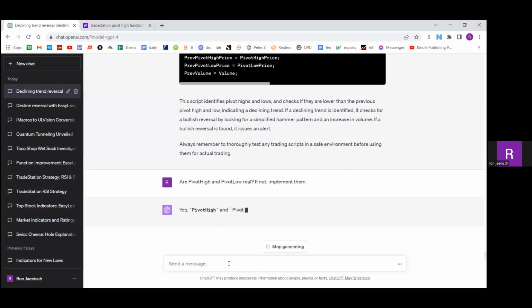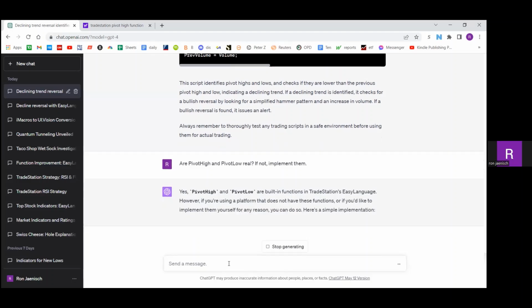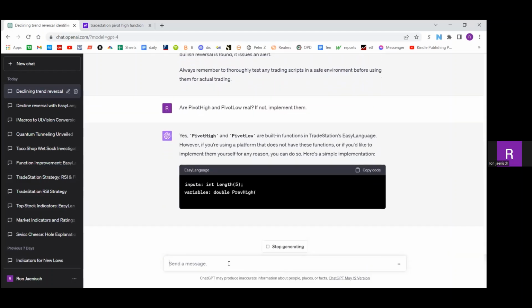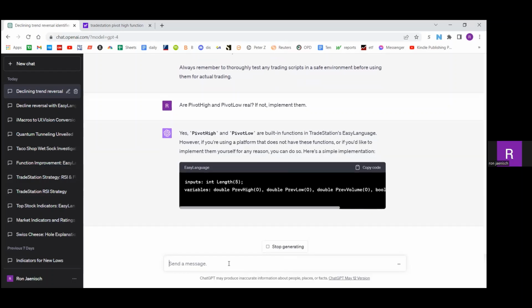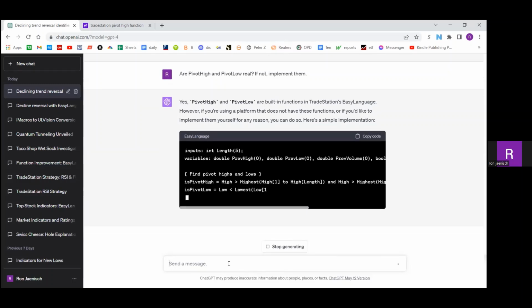You can also just do this. There we go. They're built-in functions, apparently. And it'll make it for you anyway. Oh, let's see. Hold on. Yep. There you go.